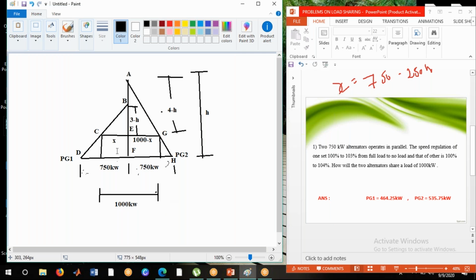So if you observe this diagram, this was obtained from the given data. We have the two alternators PG1 and PG2, both running in parallel, and both having a capacity of 750 kilowatts, 750 kilowatts, and they have to share 1,000 kilowatts. And here the points, the first generator having 100 to 103.